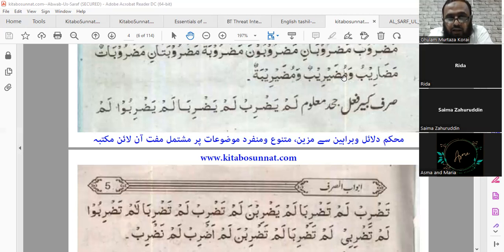Is that clear? Like it was daraba, ma daraba, he did not hit. Now when we say lam yadrib, it also means he did not hit. Lam yadriba, those 2 males did not hit, like ma darabaa. Lam tadrib, she did not hit, like ma darabat, she did not hit. The same meaning. Any questions?